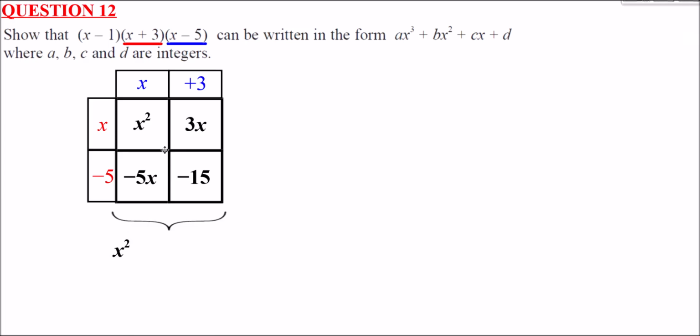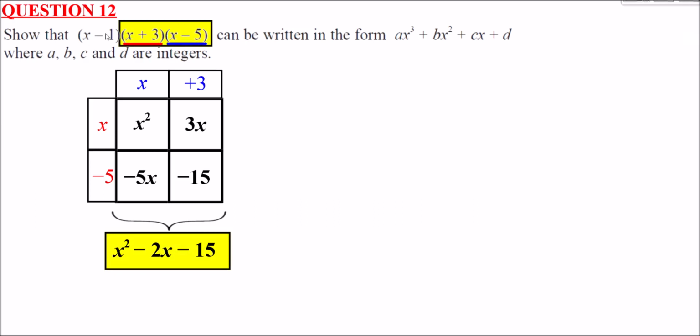3x minus 5x overall is minus 2x, and of course we have negative 15. So simplified, x plus 3 multiplied by x plus 5 becomes x squared minus 2x minus 15. So these 2 last brackets we can simplify into this expression here. So essentially, when we're multiplying out these 3 brackets, we can think of it as being one and the same as doing x minus 1 multiplied by the whole of x squared minus 2x minus 15, because this is what these 2 brackets combined are equivalent to once they're expanded.